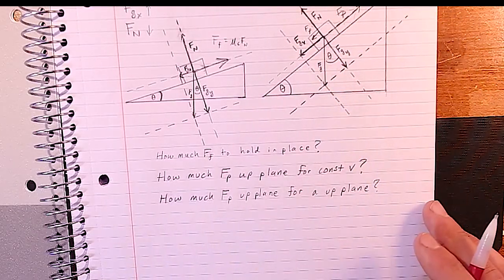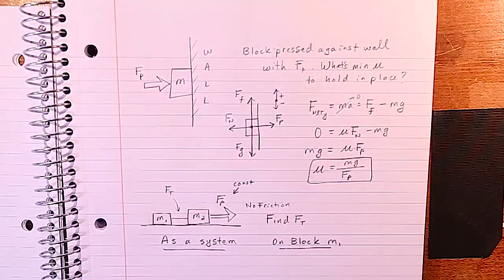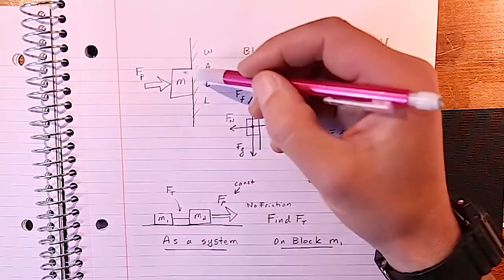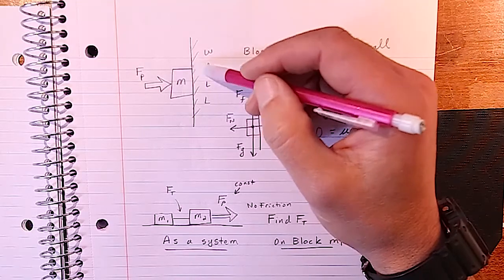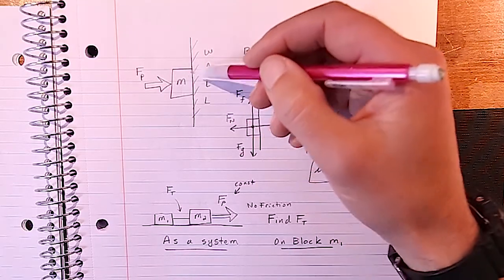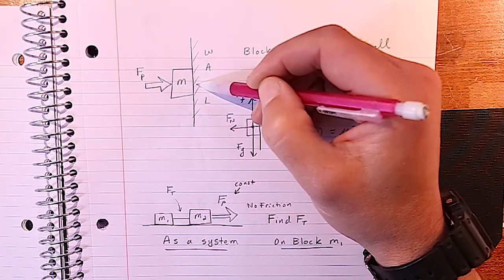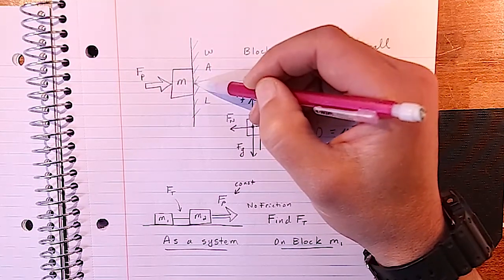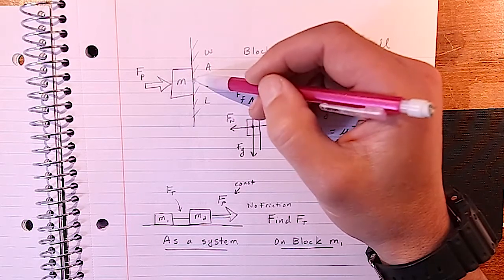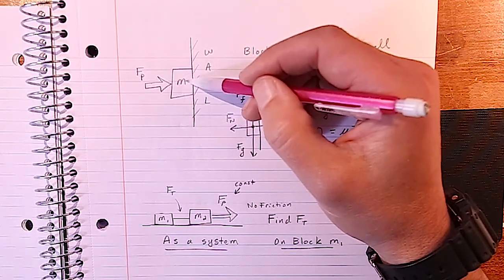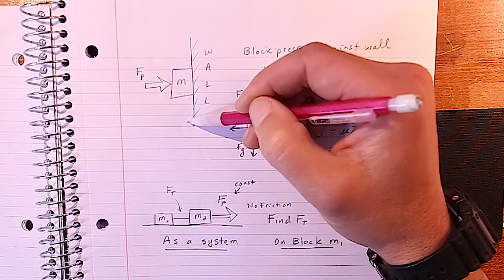Fgx. This is an interesting problem. Let's say we have a block. It could be a book or something like that. And we push the book against the wall, and we push it so hard that the book just remains motionless. In other words, it doesn't slide down the wall.